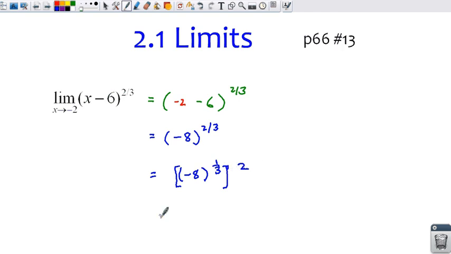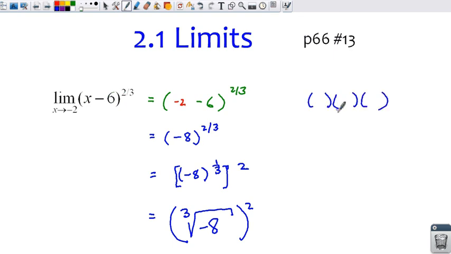and square it. Well, something to the power of a third is really the cube root of that thing. So we're looking for the cube root of negative 8, squared. And the cube root is just a number which, when multiplied by itself 3 times, gives a result of negative 8. So if we just puzzle over that for a little while, we can figure out eventually that the answer is negative 2.